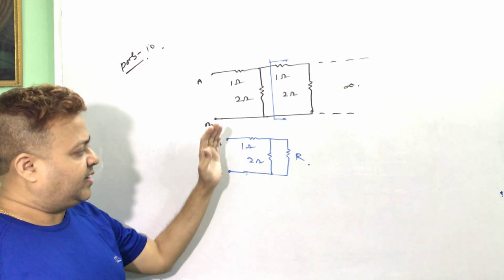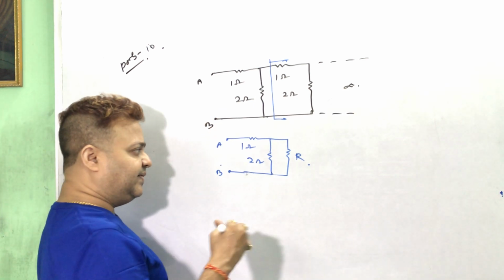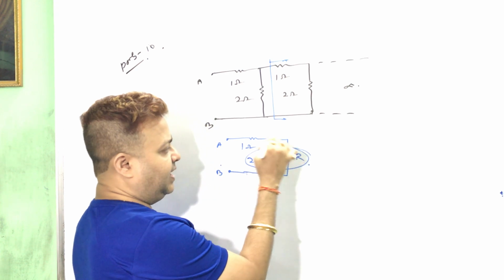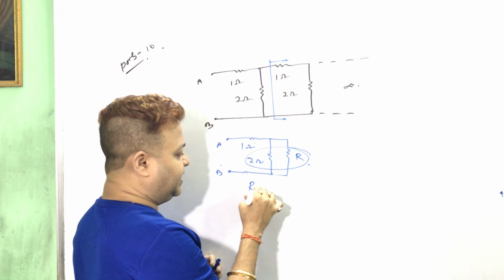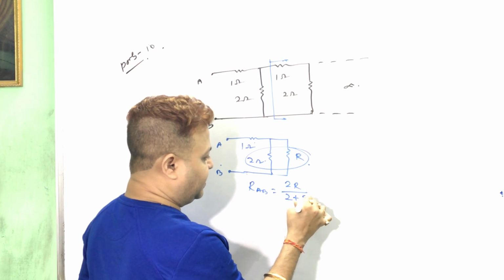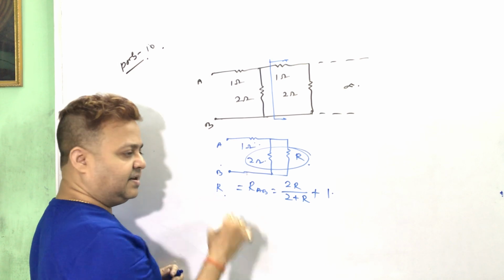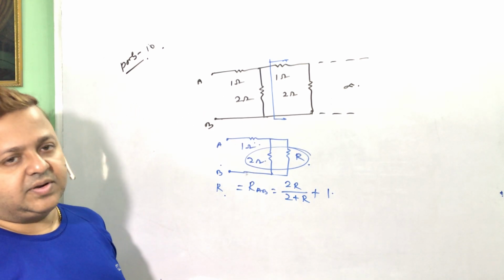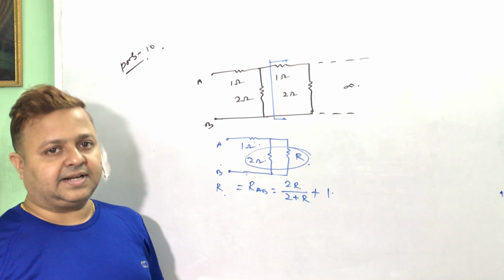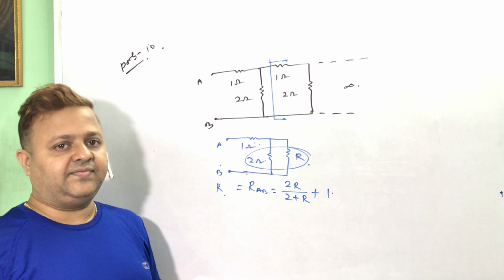Then we can find the equivalent resistance across AB. What is the equivalent resistance across AB? These two and R are connected in parallel and one is connected in series. So the equivalent resistance becomes 2R divided by 2 plus R, plus 1. This must be equal to R. Why must this be equal to R? Because if from the infinite circuit we remove one loop, the equivalent resistance of the rest is R, since it is also an infinite number. Adding one more loop makes no difference, it is also an infinite number.